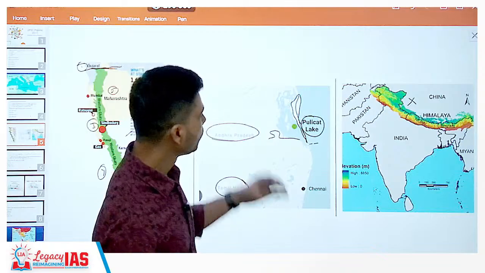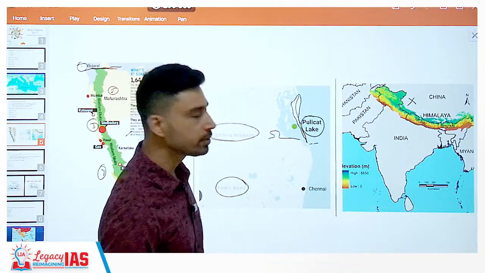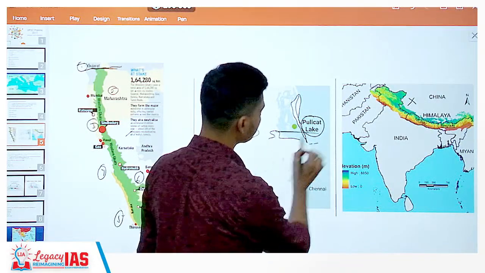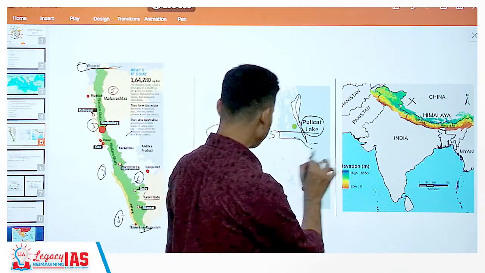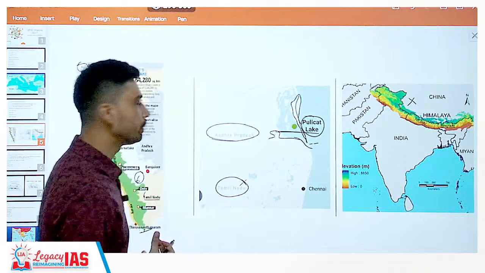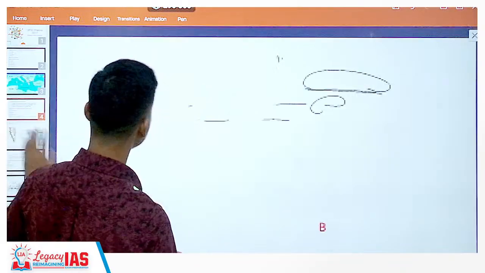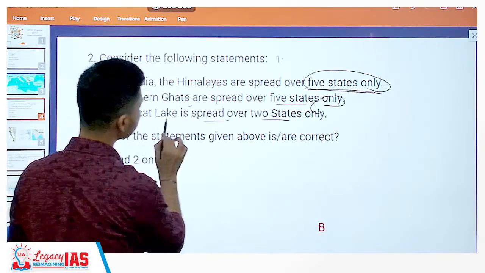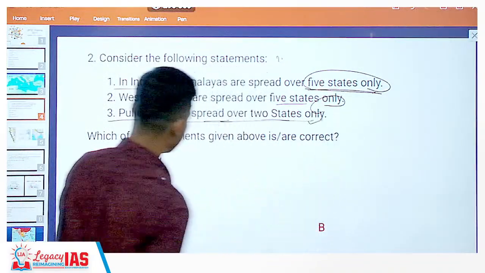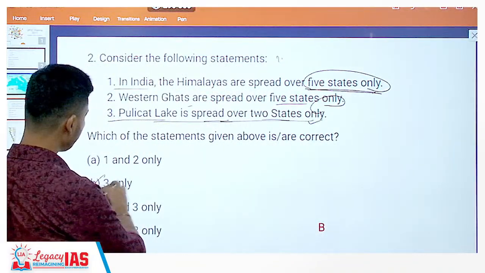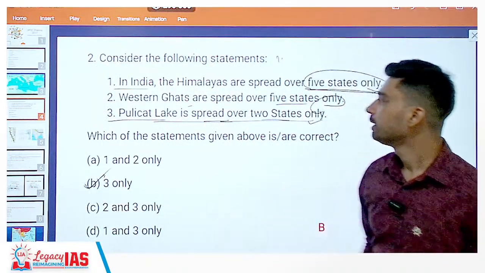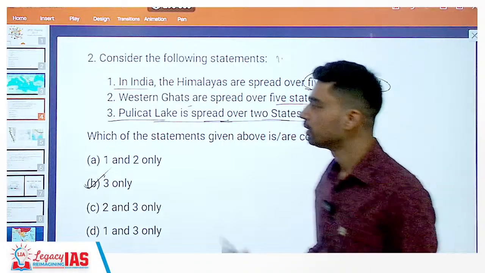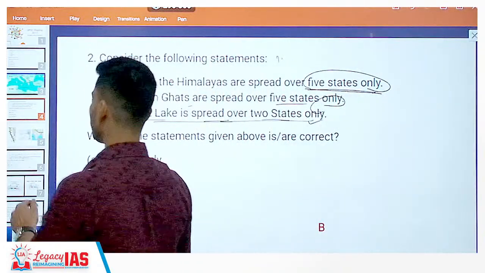So basically almost 85 to 90% of Pulicat Lake is lying in Andhra Pradesh, and roughly 10 to 15% is the area shared with the state of Tamil Nadu as well. So from this we can say the third statement, that it is shared by the two states only, is the correct statement, and that is why for this particular question the correct option will obviously be B, that is, the third statement is the only correct statement here. So that is the question that was asked.